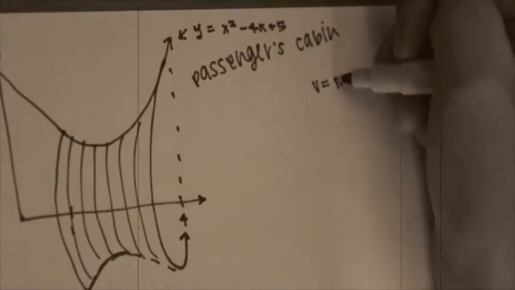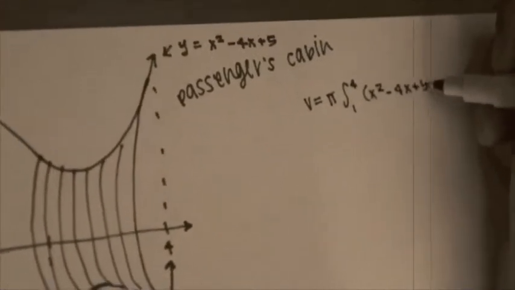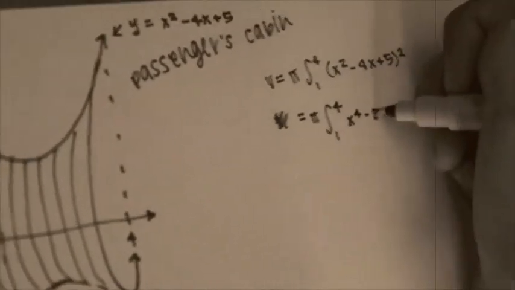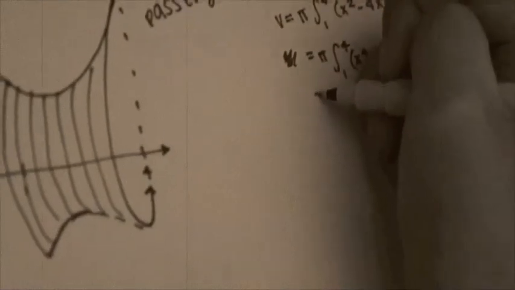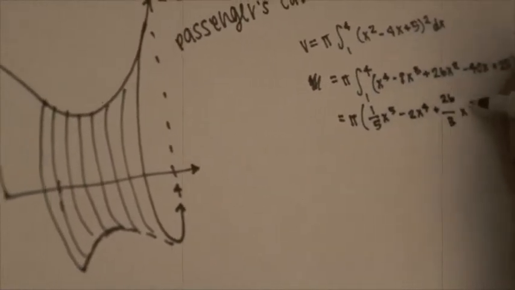To find the volume of the passenger's cabin, whose cross-section is modeled by the equation x squared minus 4x plus 5 from x equals 1 to x equals 4, we take the integral of the equation squared times pi. Before solving the integral, we write out the square of the equation. Then we solve the rest of the integral by hand.